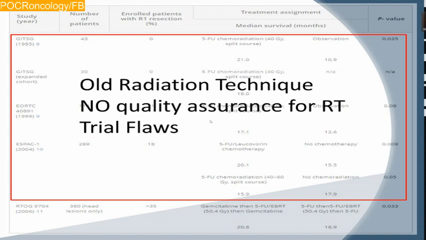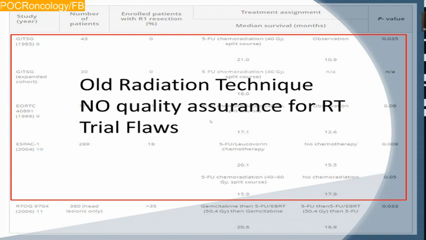The rationale in those days was that they were using X-ray to identify where the tumor was. So they opened a big field in the abdomen just to cover the pancreas. That was the only way to do this trial. The second thing is there was no quality assurance in radiotherapy, and this is a very important step for radiotherapy. There are also some trial flaws. In the EORTC, there were periampullary tumors included in the trial, a lot of positive margins, and all of those will affect the survival at the end.